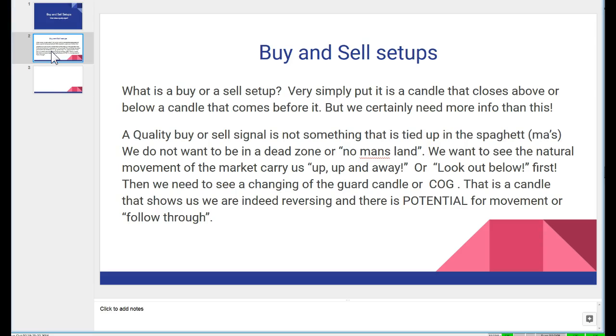Very simply put, this is a candle that closes above or below a candle that comes before it. So if you're going to get a buy signal, it's going to close above the candle that came before it. And if you're going to get a sell signal, then it's going to be a candle that will close below the candle that came before it. But you need a little bit more information than this. That's not exactly enough. We have to have some more things mixed into the soup, okay?